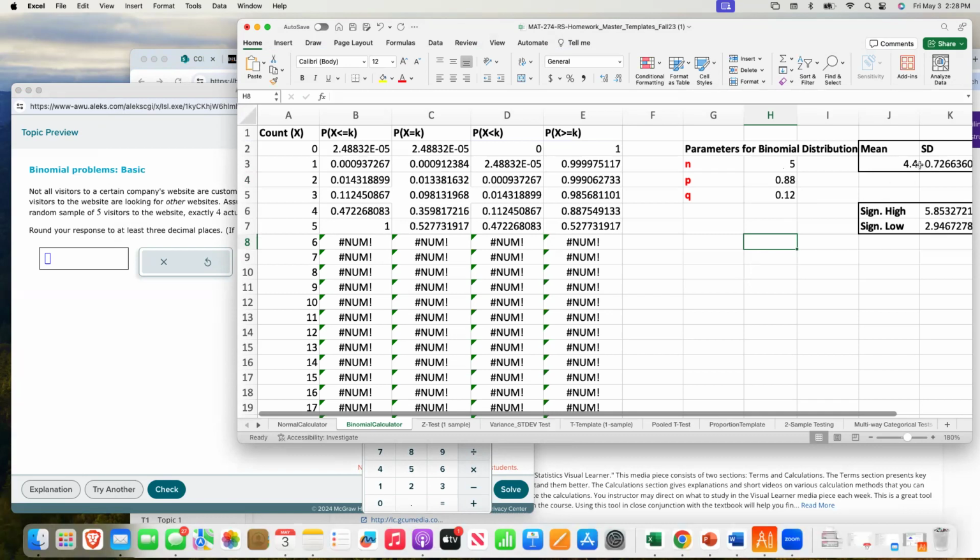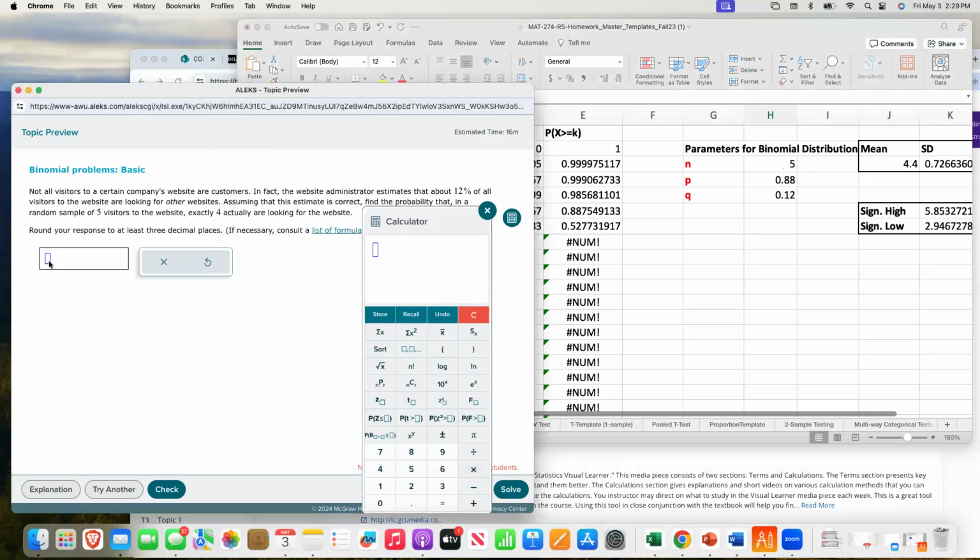Okay, and then notice we get the mean and standard deviation. So all we are asked to do here is just find exactly 4 people looking for the website. So if I look at that for X equal 4, this probability X is equal to 4, and we want this rounded to 3 decimal places, that would be 0.359. Well, actually, that gets rounded up to 0.360. Okay, so I am going to type that in, 0.360.